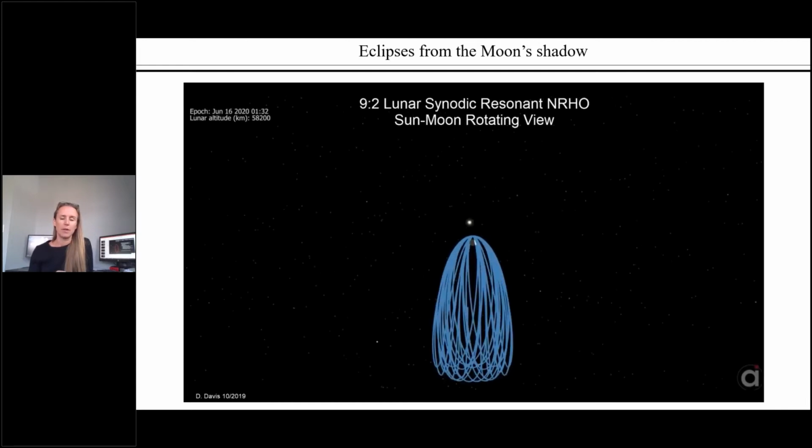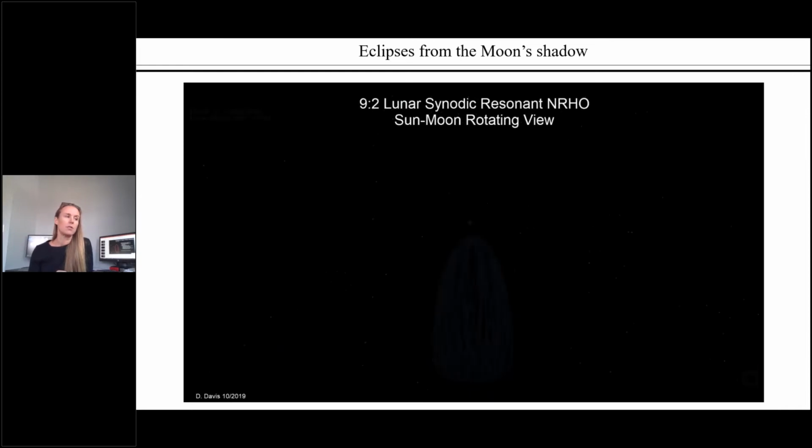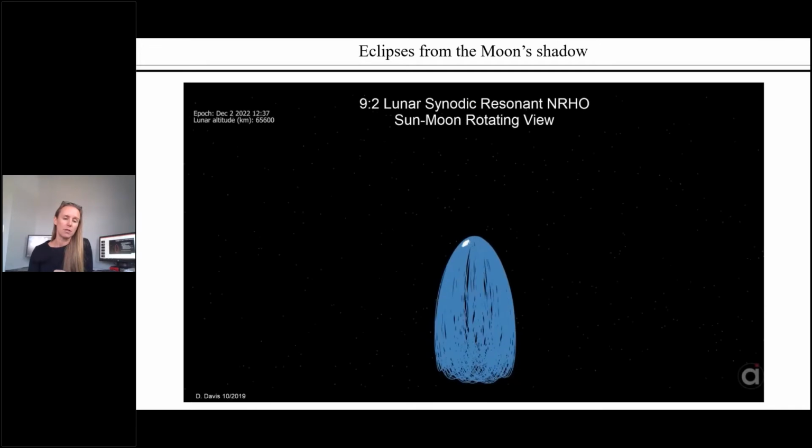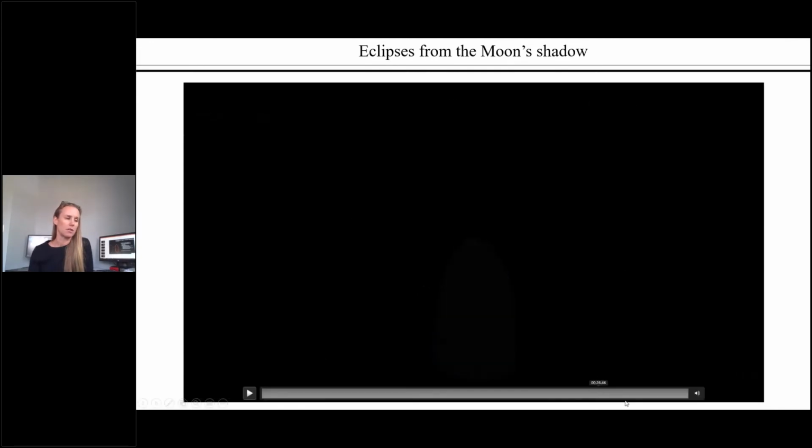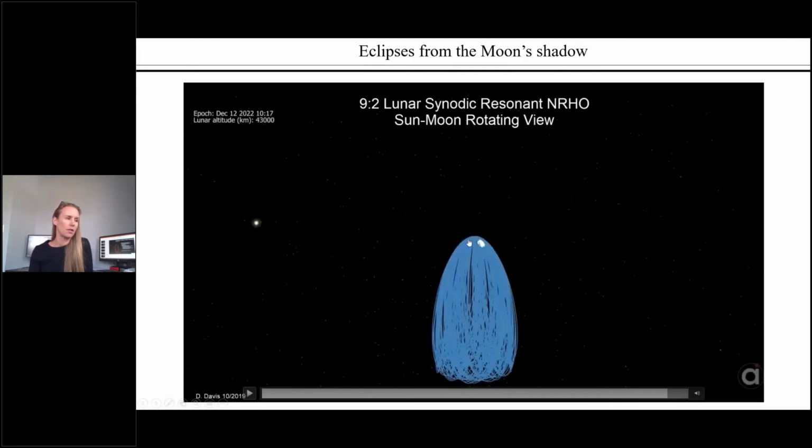Now, it's a quasi-periodic orbit. Since we're in an ephemeris model, it's not a perfectly periodic orbit. So after 6 months, you do start seeing eclipses from the Moon's shadow. And I think this is after about a year or 2 has passed here. You can see that the pattern of eclipses has filled in, right? And these white areas represent where the shadow hits on the spacecraft trajectory.